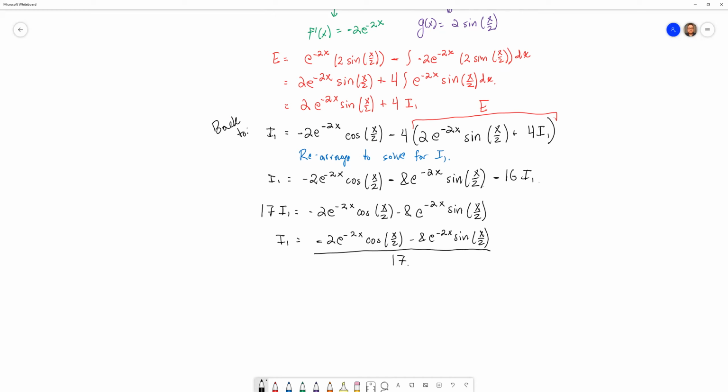Okay, and so this is actually our final answer, and I am just going to make sure that it matches with mine. Minus 2 e to the minus 2x cos x by 2 minus 8 e to the minus 2x sine x by 2 over 17. That is correct. If you wanted, you could factor out the minus 2 e to the minus 2x here, so we will do that. So we have minus 2 e to the minus 2x cos x by 2 plus 4 sine x by 2, all over 17.